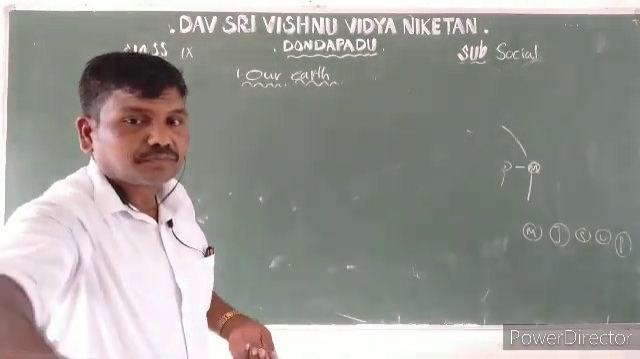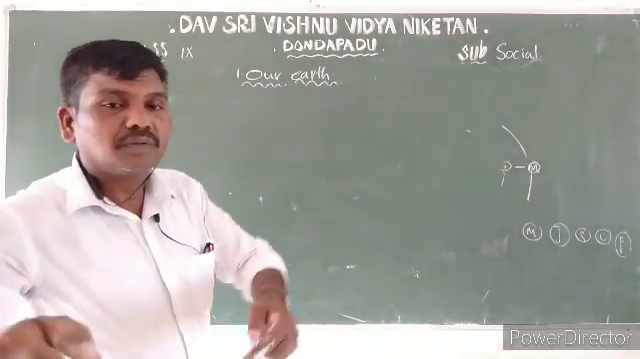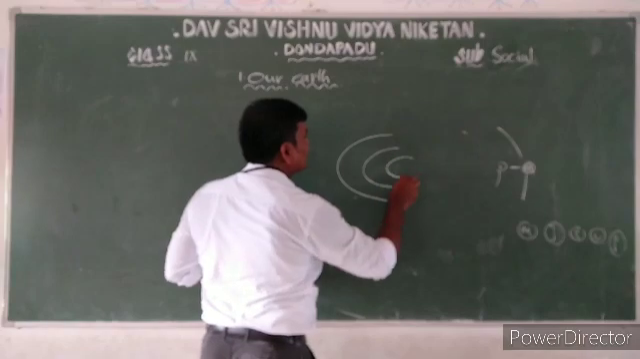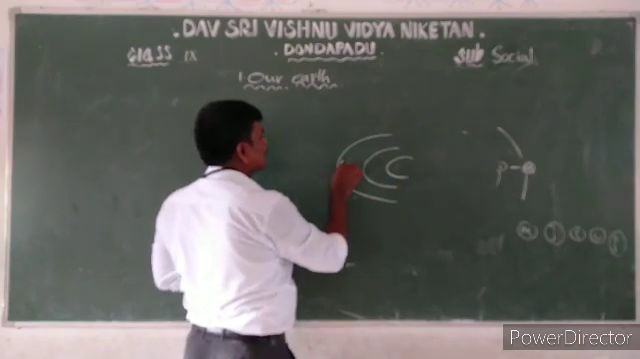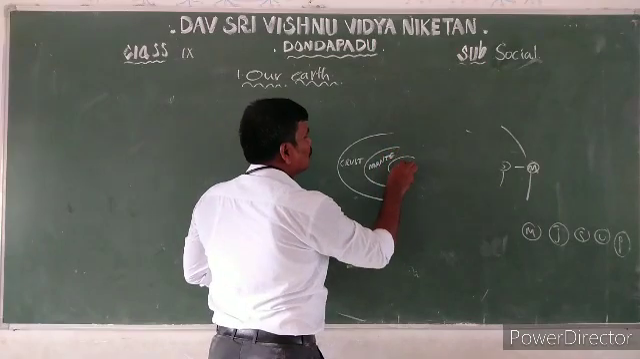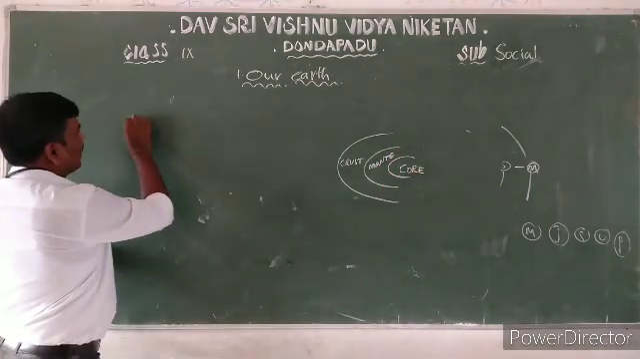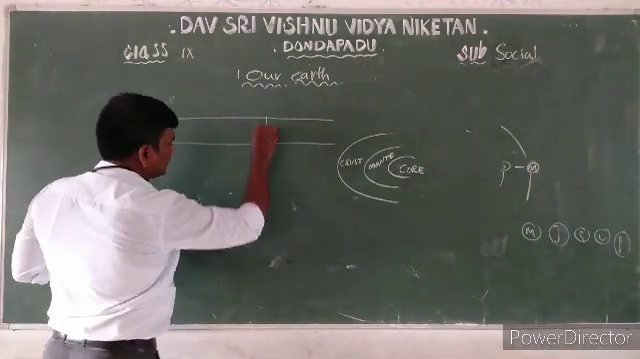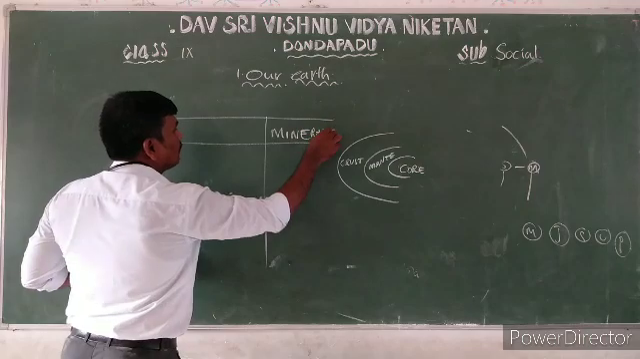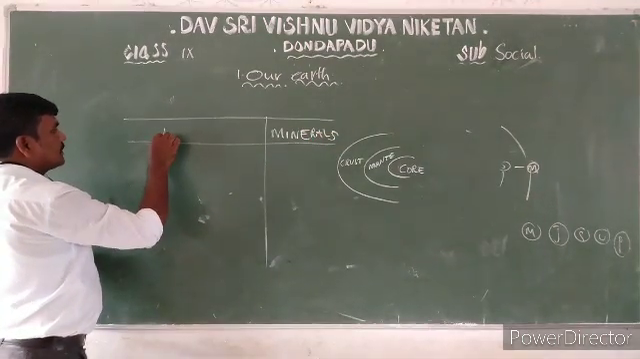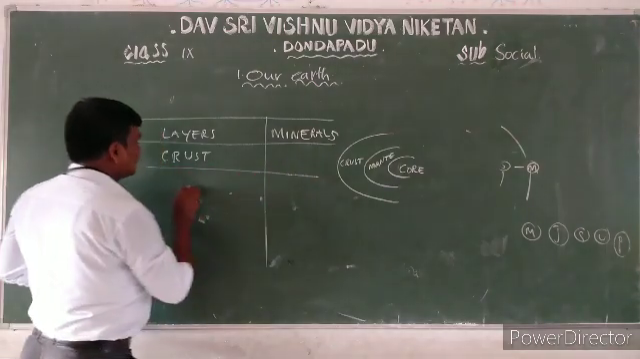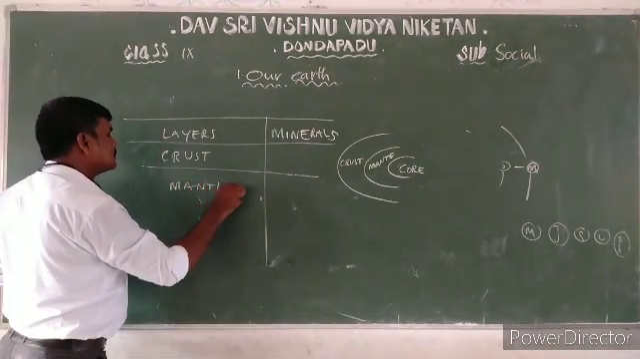So now, see, first is the crust, next is the mantle, and next is the core. Now we are going to write a box item also: minerals, and next, layers. First one is crust, next one is mantle, next one is core.